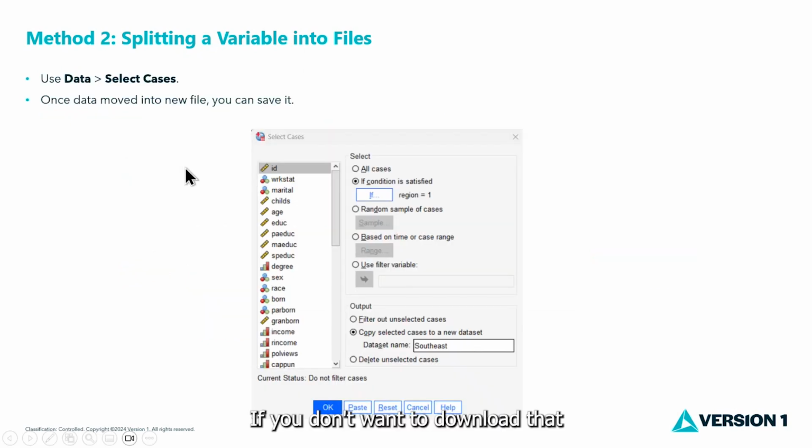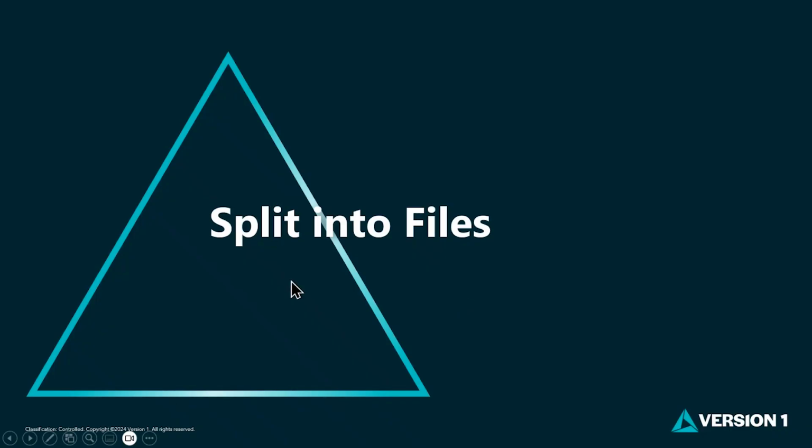If you don't want to download that extension, you can go to the Data menu and use Select Cases. And of course, you can select your case. If condition is satisfied, click on the If button. And here I'm saying if region is equal to 1, then copy selected cases to a new data set. And I'll give that data set the name Southeast, because 1 is the code for Southeast. And then I can click OK, and it will move those cases into a new data set.